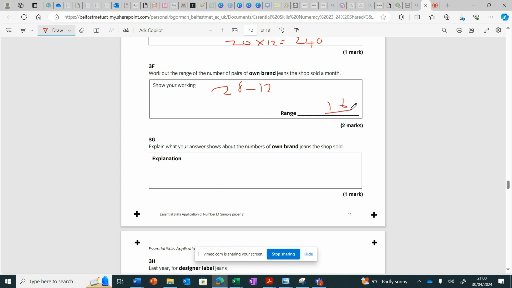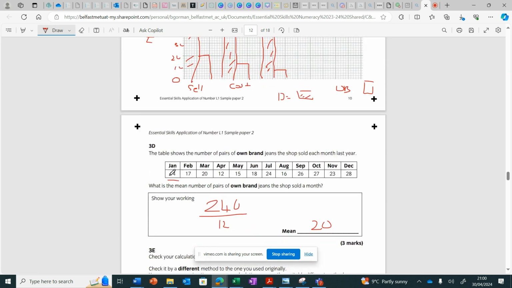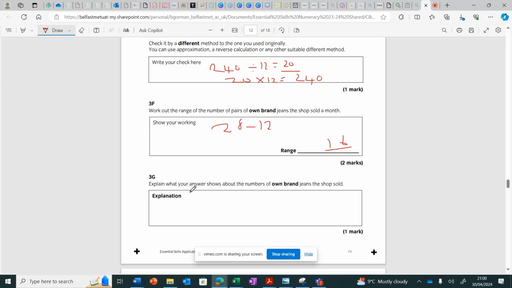Explain what your answers show you about the numbers of own brand jeans the shops sold. Well, it tells you that the range is quite high. It tells you that sales are inconsistent as range is high. They're going up and down a lot, so some good months and some bad months. Sales inconsistent.